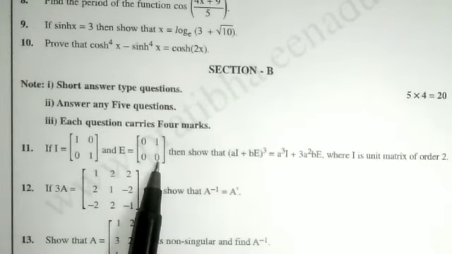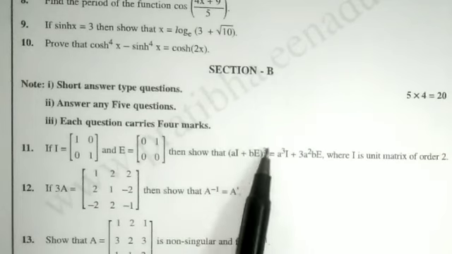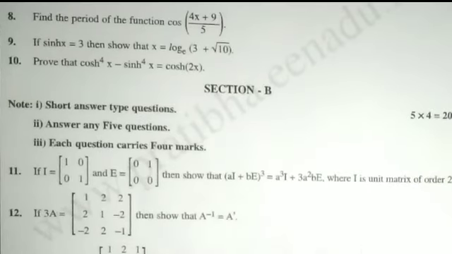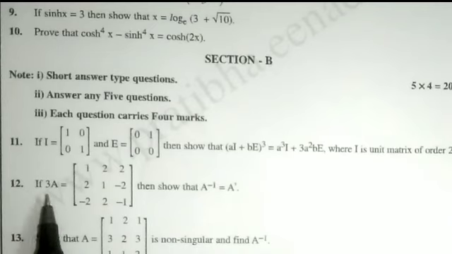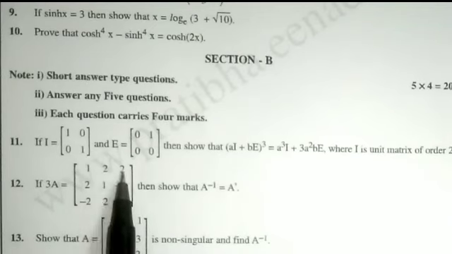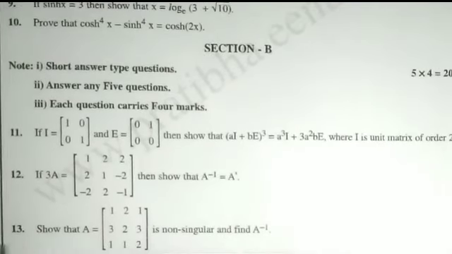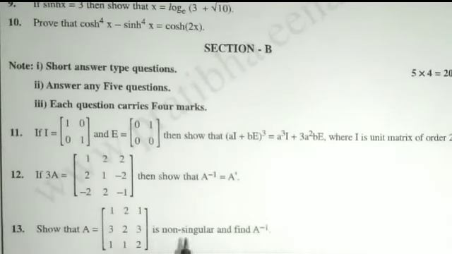So the 11th question, if I is equal to [1 0; 0 1] and E is equal to [0 1; 0 0], then show that (aI plus bE) whole cube is equals to a cube into I plus 3a square b into E, where I is the unit matrix of order 2. Okay. Now the 12th question, if 3A is equal to [1 2 2; 2 1 -2; -2 2 -1], then show that A inverse is equal to A dash. Now the 13th question, show that A is equal to [1 2 1; 3 2 3; 1 1 2] is non-singular and find A inverse.